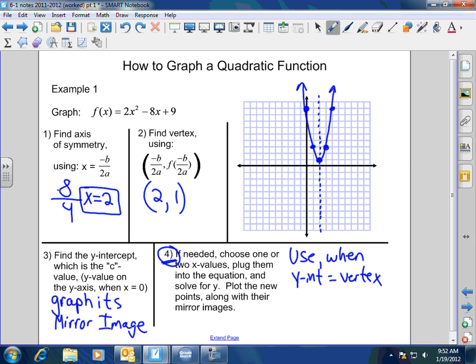Can I draw it out when the y-intercept equals the vertex? I've got some more examples here, but you're going to see plenty of those on the homework. I can't do every single little trick that's going to be in the homework. I don't have the time for that. But what you can do is learn and remember: if the y-intercept equals the vertex, I'm going to have to choose an extra point. Not that difficult, okay?